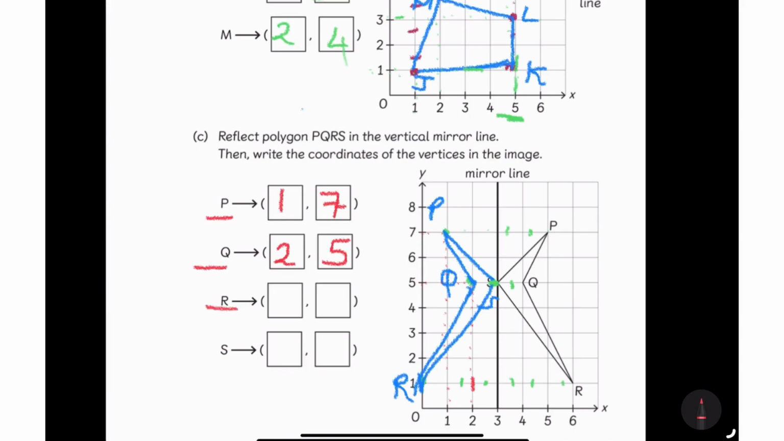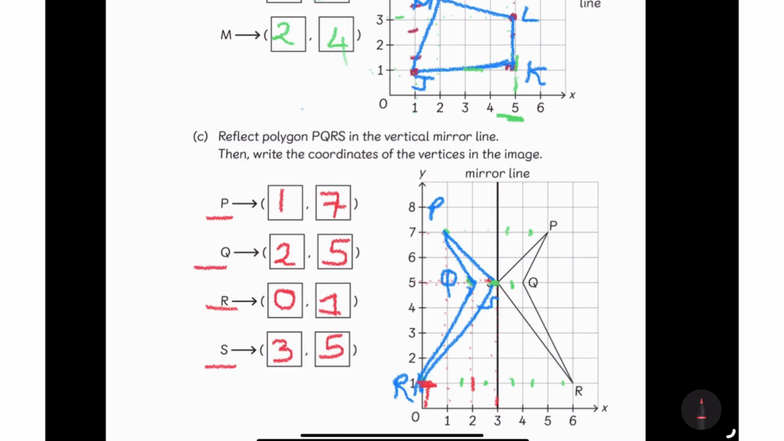Let's go for R. R again, if you see, is on the x-axis starting with 0, but on the y-axis it gets done at 1. Therefore, 0, comma 1 is for my R coordinate. Last is S. It's absolutely on the mirror line. So we know the x-axis is 3 and my y-axis finishes on 5. That is 3, comma 5.